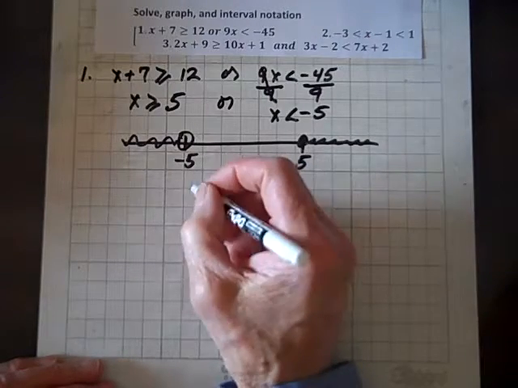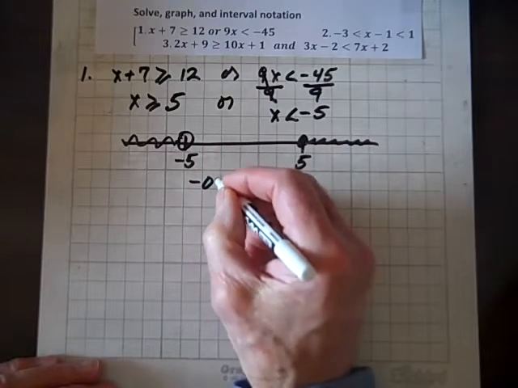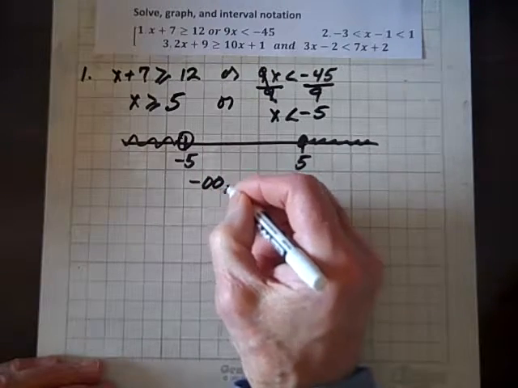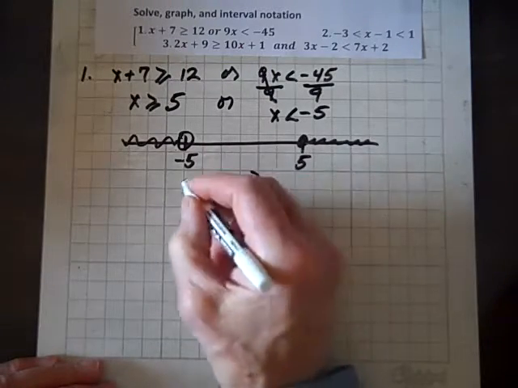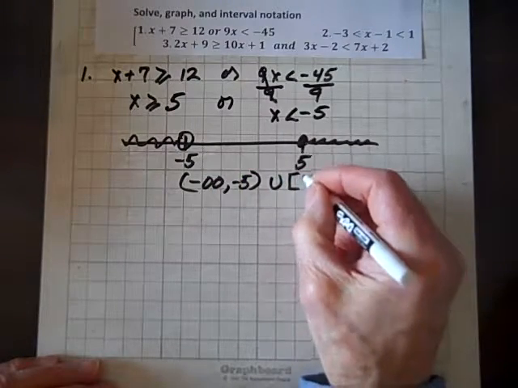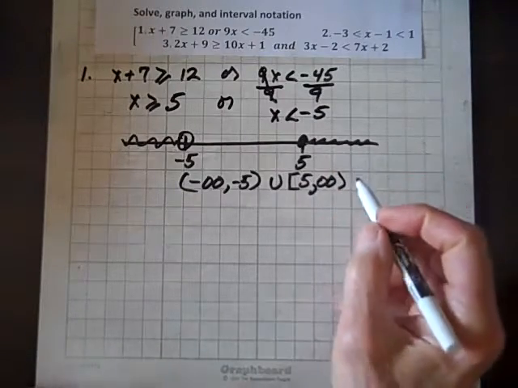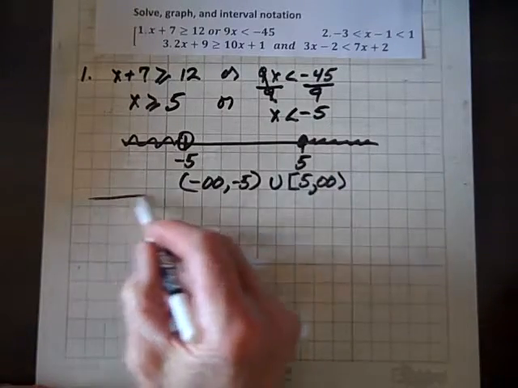Now let's use interval notation to state the solution. So we're taking negative infinity to negative 5 parentheses, union 5 to infinity. And number 1 is done.